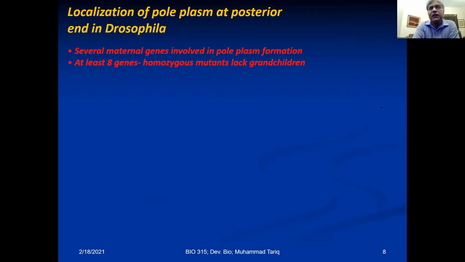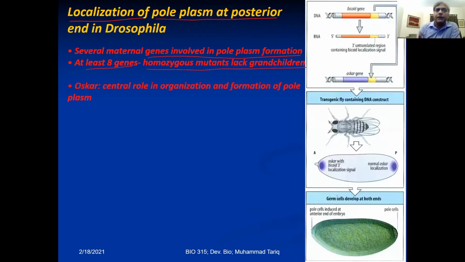The localization of pole plasm at the posterior end in Drosophila. So what is contributing to the localization of pole plasm at the posterior end? There are at least eight known genes. When they are homozygous mutant, fruit flies lack grandchildren. There are several maternal genes involved in the pole plasm formation. For example, one is OSCAR.